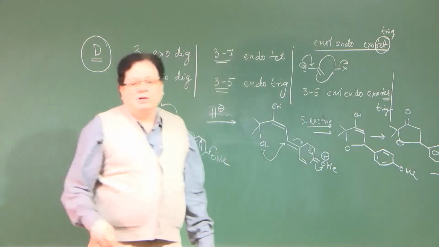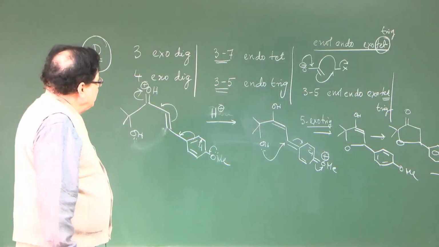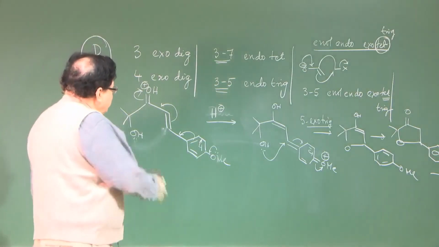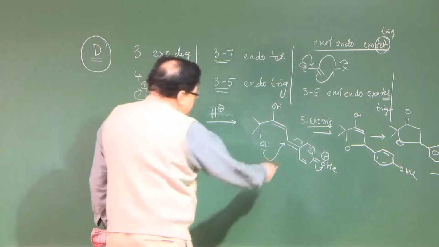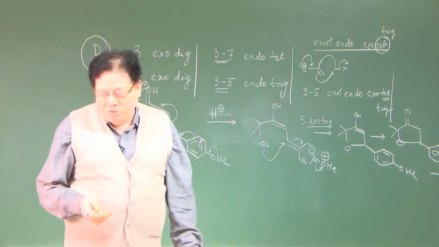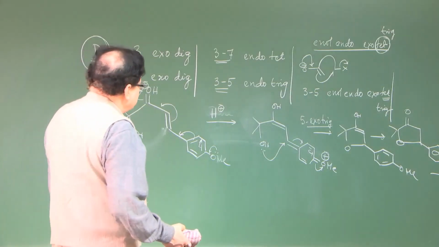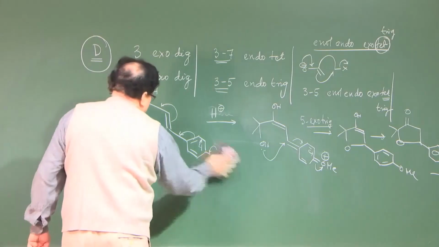So, nothing is violated, this product is following Baldwin's rule. The only difference is that because of this resonating structure, you can now have an attack by a favorable 5-exo trig process. So, this is one example.